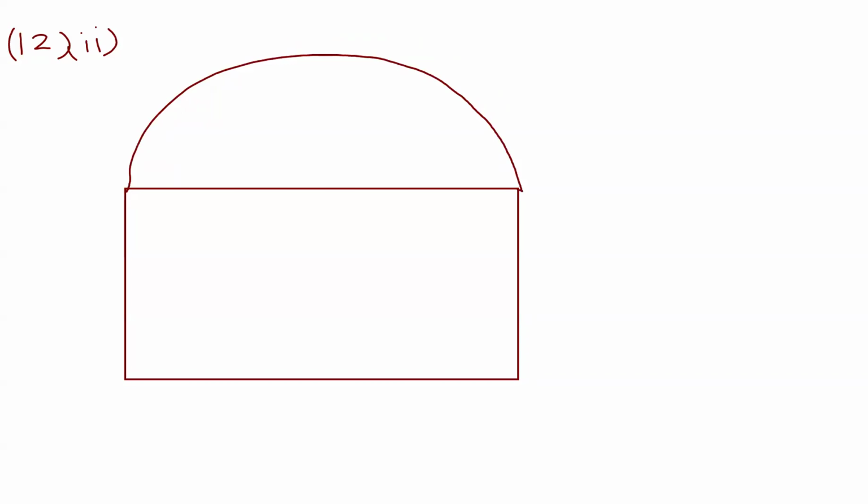Okay. Now, this is x and this is y. So technically speaking, what is the radius of the semicircle? Can someone tell me? X by 2. This is going to be x by 2. Fine.